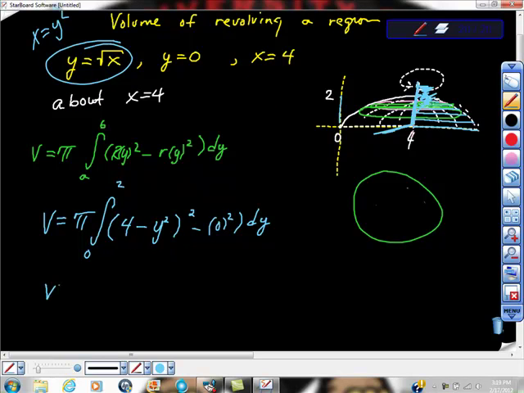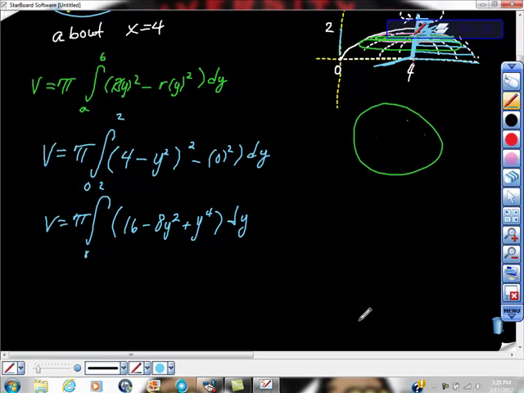So we say that the volume is equal to pi times the definite integral 0 to 2. And when I expand this, I'll get 16 minus 8y squared plus y to the 4th, right? dy. All this notation is really important on the AP exam, so let's make sure that we're using it. So from here, we're ready to integrate. So I'm going to go ahead and integrate and drop the integrand.